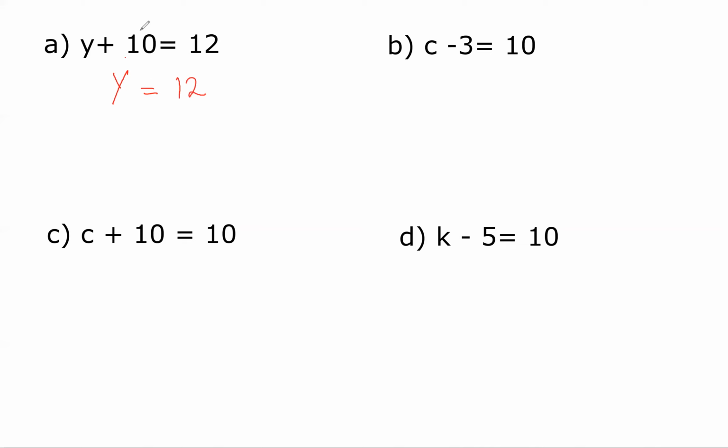When you're shifting your 10 to the other side, what is the sign before 10? That is positive. So whenever you shift to the other side, check your sign. The positive 10 will change to negative 10 now because you're shifting it to the other side. So 12 minus 10 will give me 2.